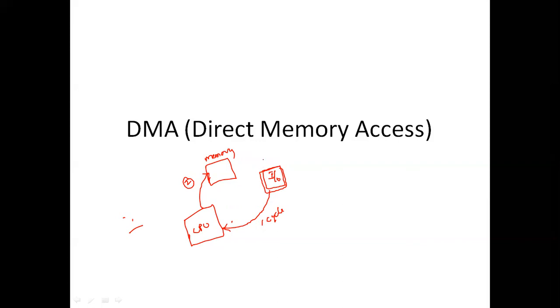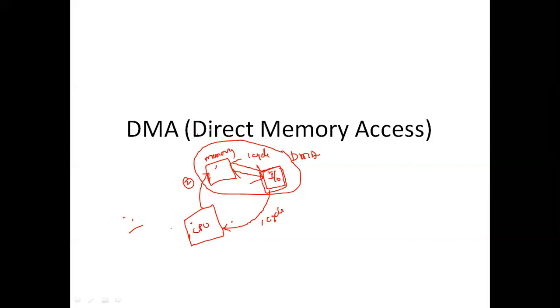Suppose the memory and IO device are contacting directly, then how many cycles do we need? We need only one cycle. So this part we call DMA. We are keeping the CPU aside and we are making this IO device directly contact the memory without the intervention of the CPU.